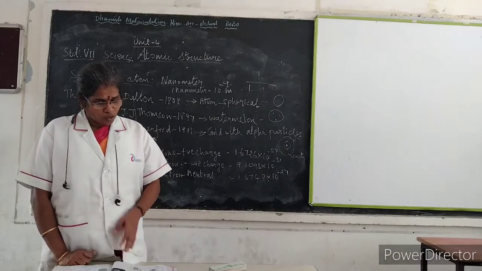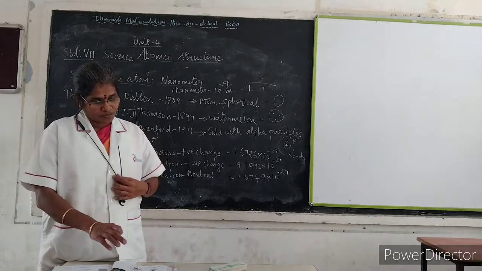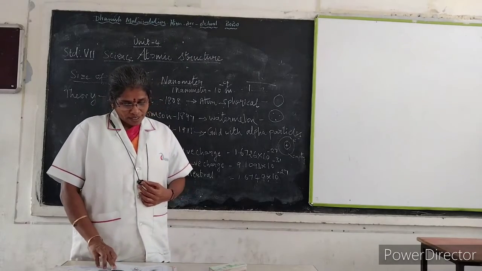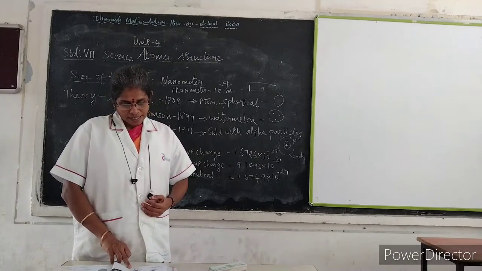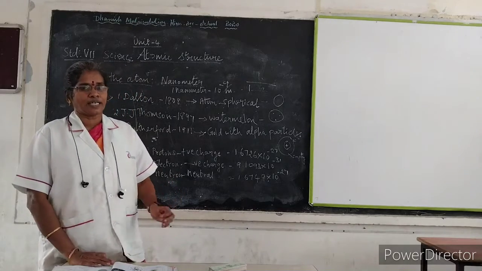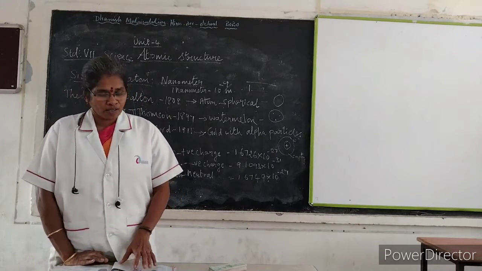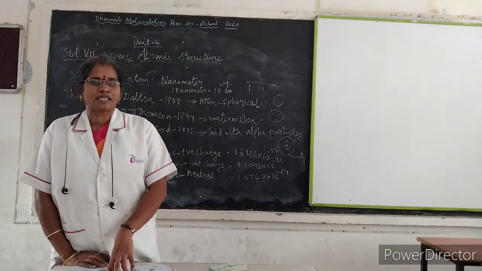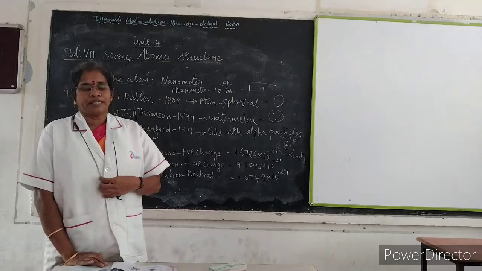In your book, some sizes are given: pencil size, red blood cell, virus, dust particle and atomic size. Everything is given in your book. Just take your book and observe what the size of the atom will be. Here, in the column, it is explained about the nanometer.